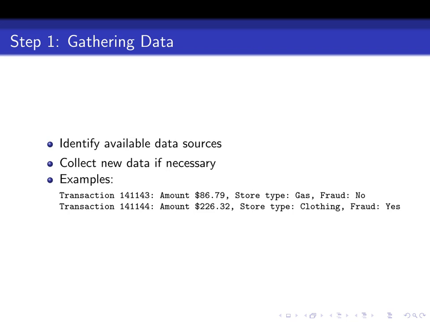The first step, gathering data, involves identifying available data sources and collecting new data if needed. Examples include transactions from different store types, where we note the amount, store type, and whether there was fraud.